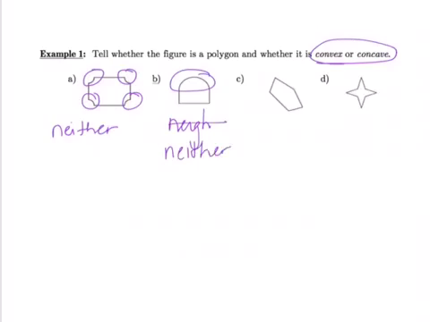And C would be a polygon, because all the sides are straight. And it is not going in. None of the points are going in. They're all on the outside, so that would mean it is a convex polygon. And 3 we would see these. You can see these sides are going in, so that means it's concave.